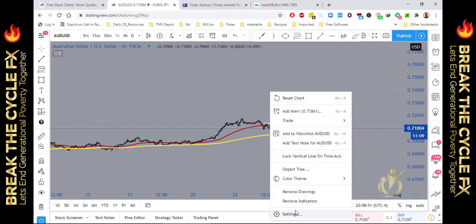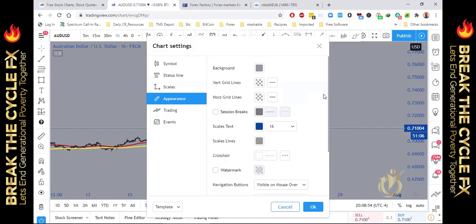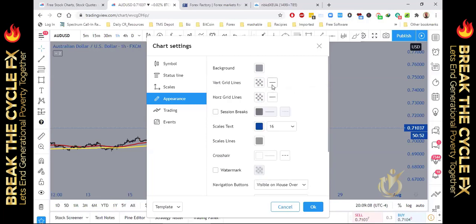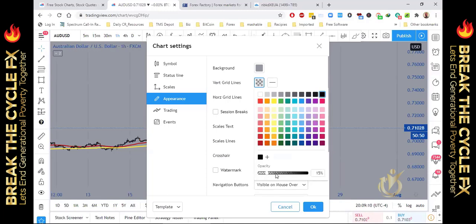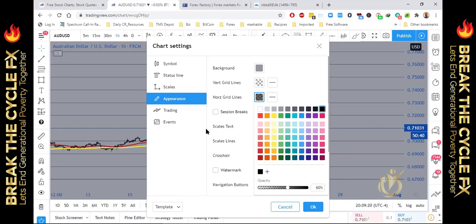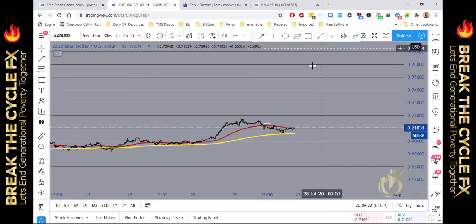So I'm going to turn on my settings. I'm going to go to vertical grid lines. I'm just going to turn that on real quick. I'm going to put it on white. No, I'm going to put it on black. All right. And then I need to, I keep on doing that. Wrong one. All right. You see now we have lines every 100 pips here, right?